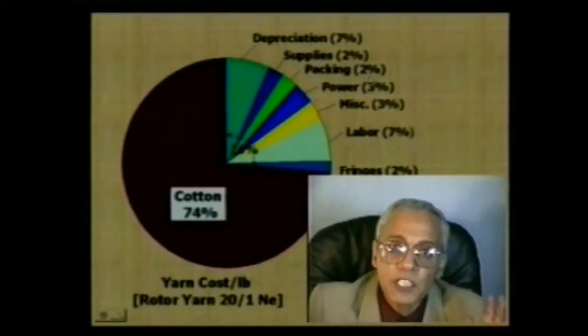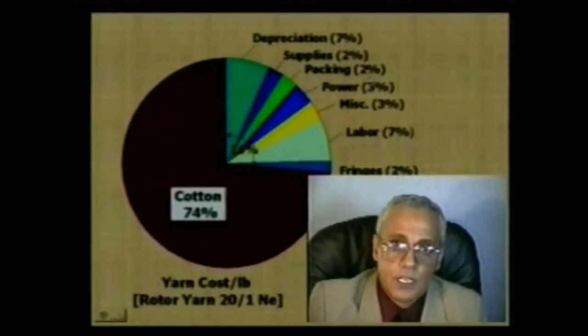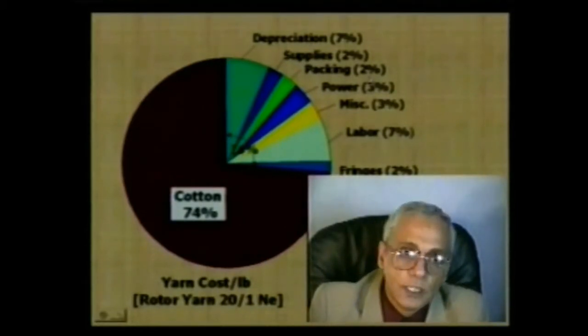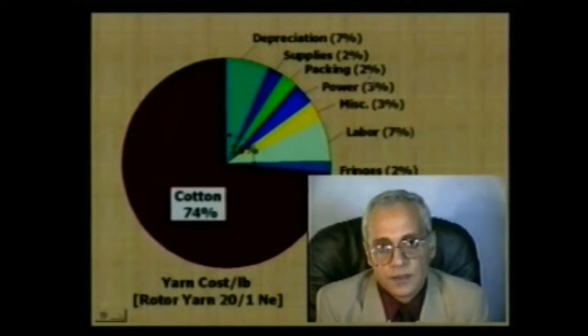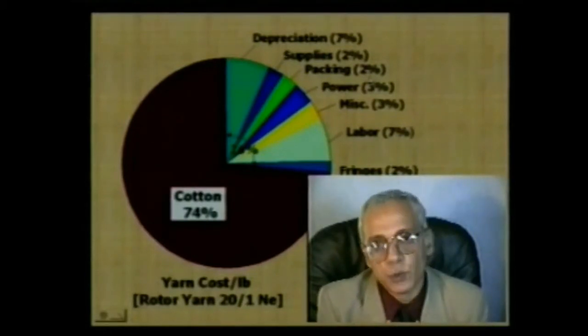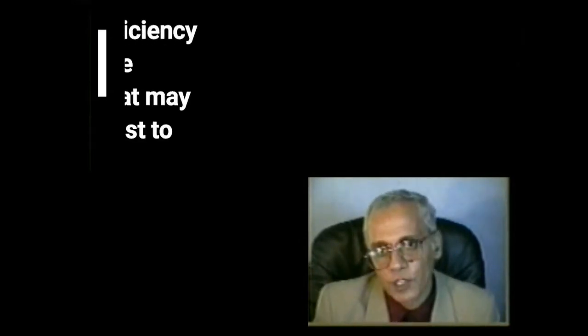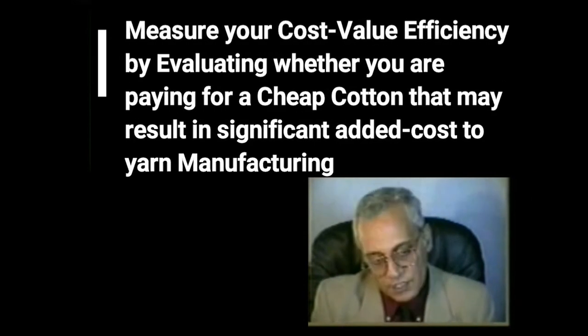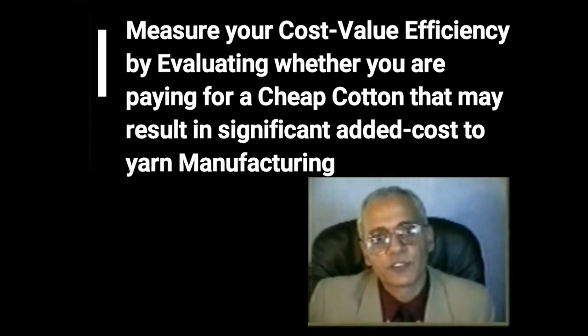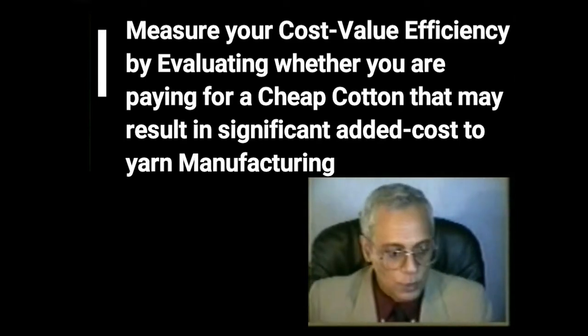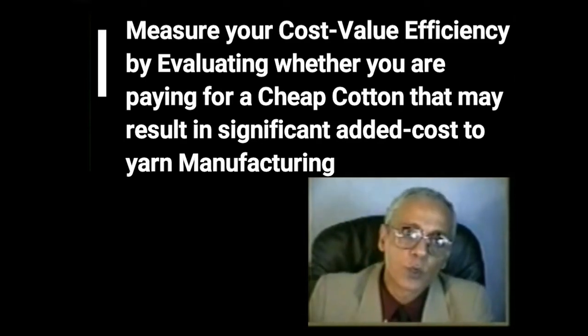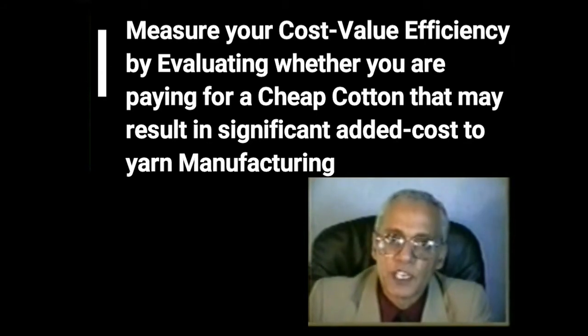I urge you to repeat this pie chart in your facilities to see exactly what is the cost contribution of raw material to your overall yarn manufacturing cost. We have a major contribution of the cost of raw material to our end product, yet the value of the raw material is not fully reflected in the value of the yarn. How can we close this gap is very, very important.